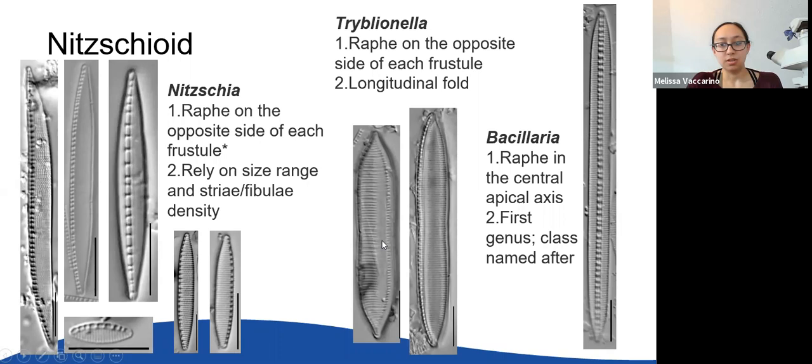And then Bacillaria, which is the namesake of the class. This guy again has fibulae down the center, and this was the first genus that was named for the diatoms.